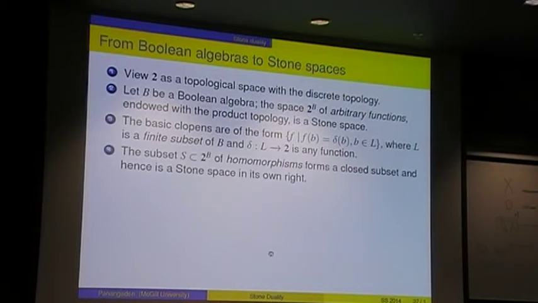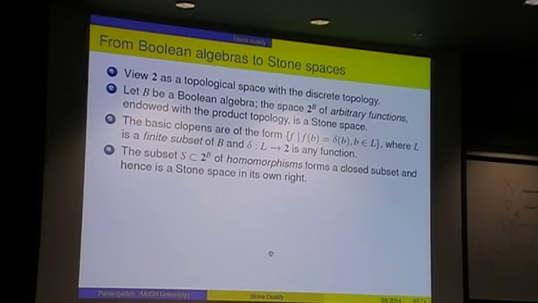Okay, and so you could get, now supposing I say, all right, I had any old functions there that I wanted, now I'm going to say no, look only at the homomorphisms. So now I'm imposing an algebraic condition, so I'm looking now at a subset of 2 to the B. You can show fairly readily that this forms a closed subset, and hence is a Stone space in its own right. So this is the Stone space that you construct from the Boolean algebra.